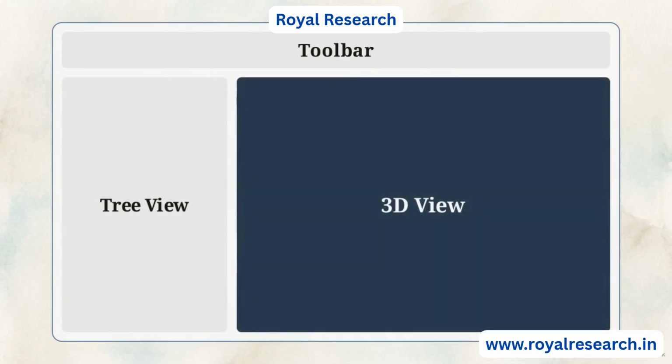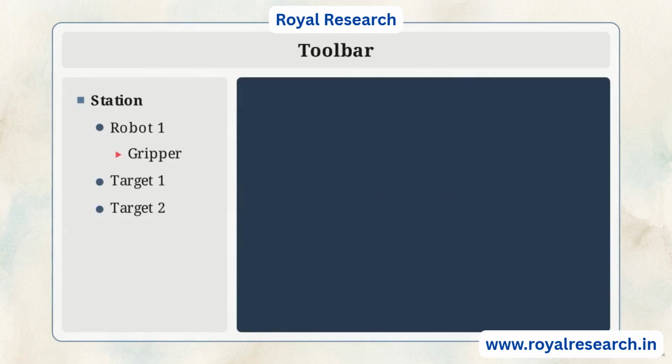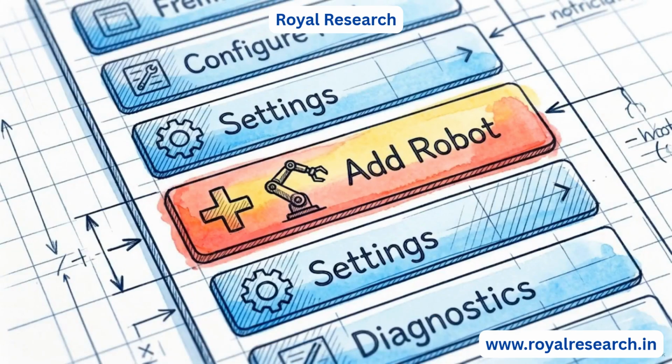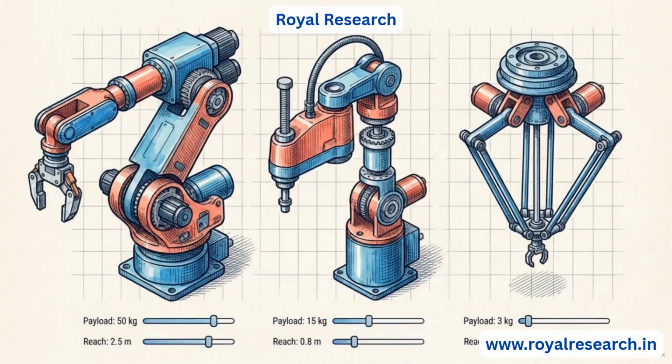To add your first component, right-click inside the tree view and select Add Robot. You can then browse the manufacturer library to find exact models from brands like ABB, KUKA, or FANUC, filtering by reach or payload capacity. Once selected from the library, the digital model of the robot spawns directly into the center of the 3D view. At this stage, you must open the Parameters panel to verify the robot's dimensions and joint limits. This ensures the digital twin behaves exactly like the hardware it represents.